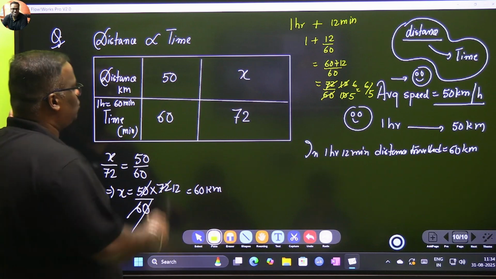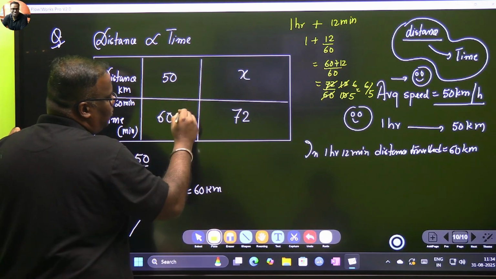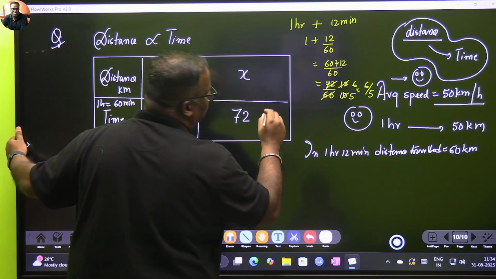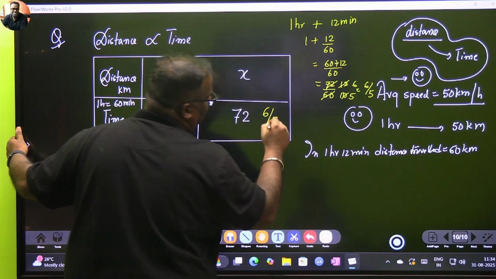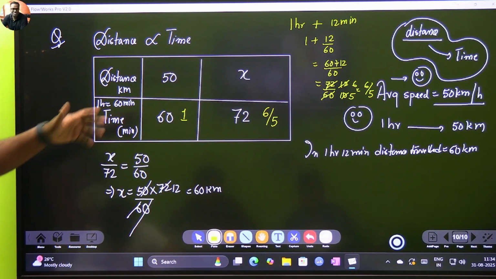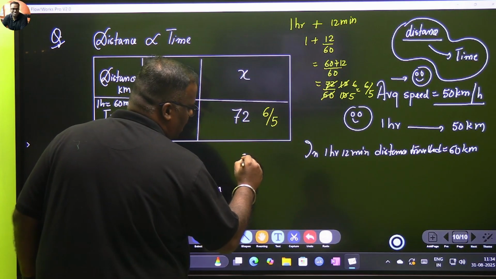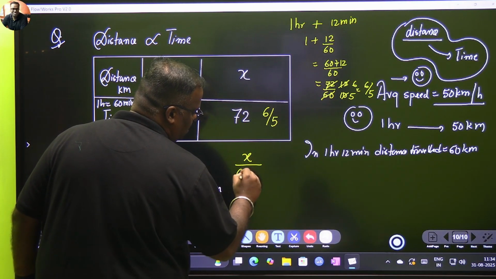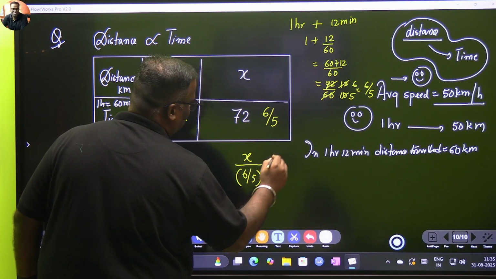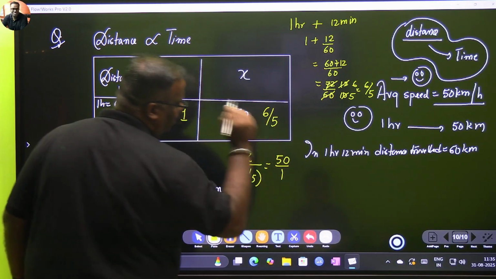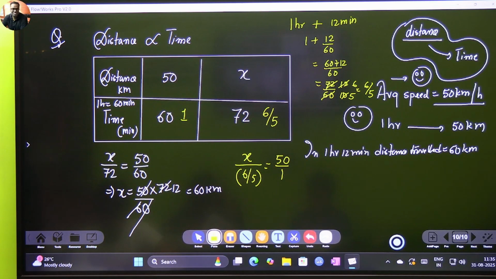If you would like to do this problem in hours, this is 1, and this is how much? 6 by 5. Your answer will come the same. You want to check? So your answer would be, in that case, x divided by 6 by 5 is equal to 50 divided by 1. You agreed? Very good.